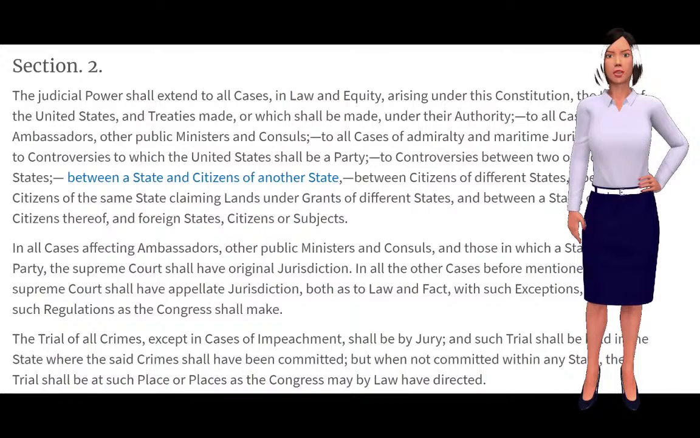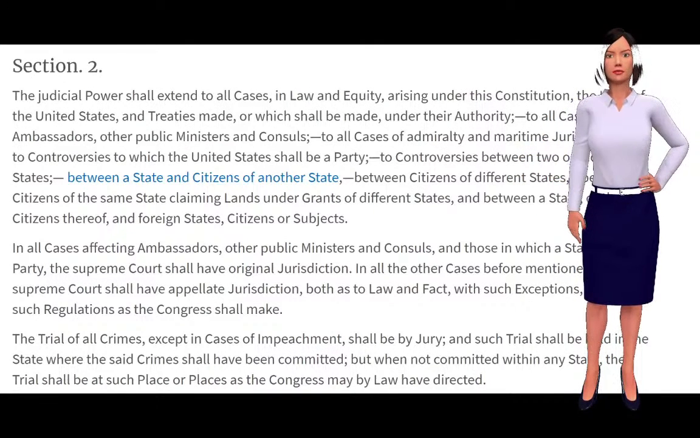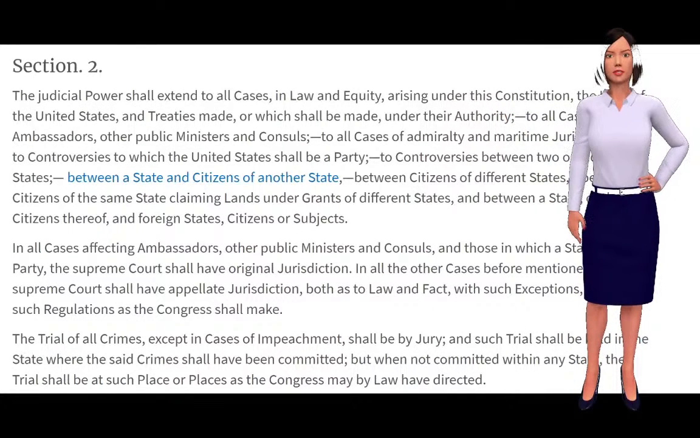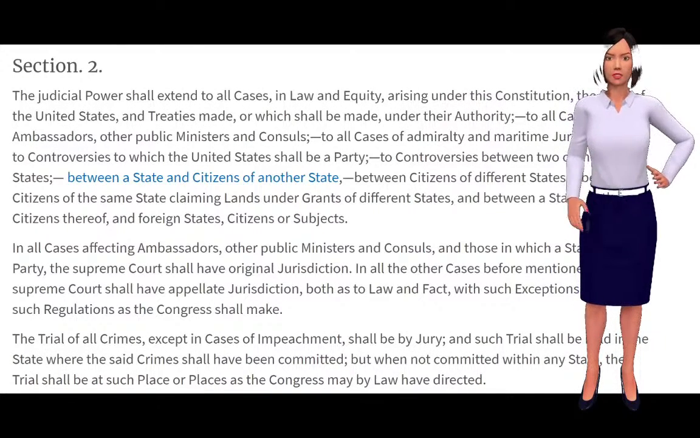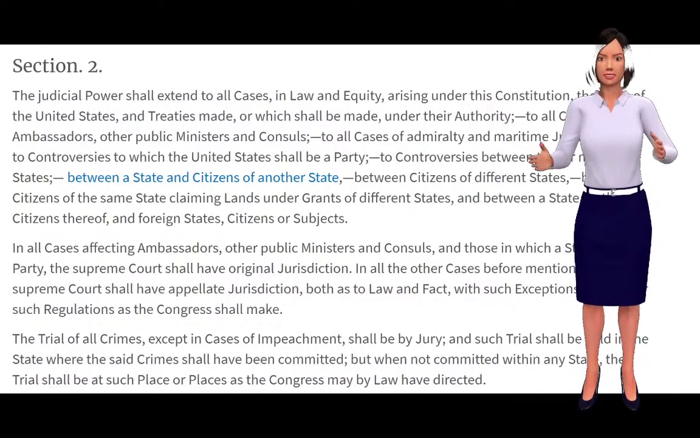Section 2 focuses on the judicial powers of the courts. This section has 3 clauses. In the first clause, power is given to the courts to hear cases that are constitutional, cases that have been affected by the laws of Congress and any treaties made, cases between 2 or more states, cases between citizens of different states, and cases where citizens of one state has an issue with the government of another state.